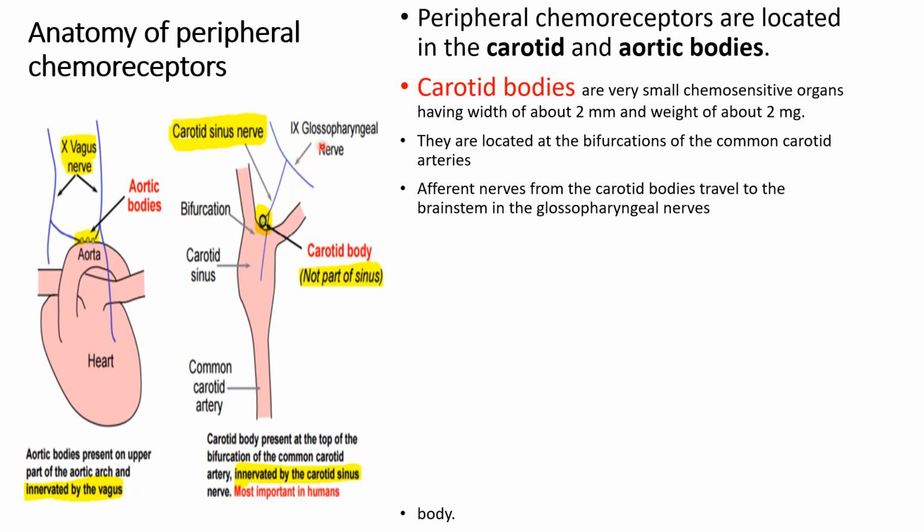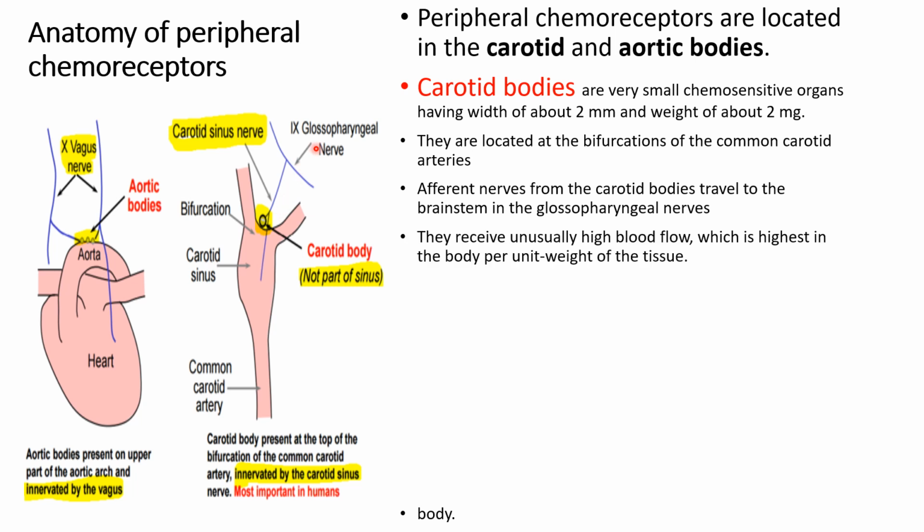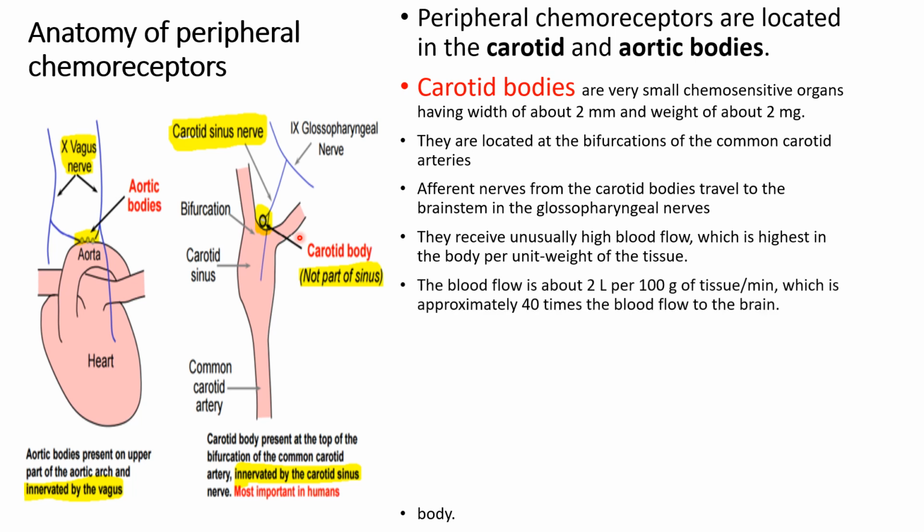The afferent nerve from here going to the DRG, the dorsal respiratory group, is the glossopharyngeal. The carotid bodies receive a very high blood flow. The highest amount of blood flow per unit weight of tissue is in the carotid bodies, about 2 liters per 100 grams of tissue per minute. That's why it is 40 times the blood flow to the brain.